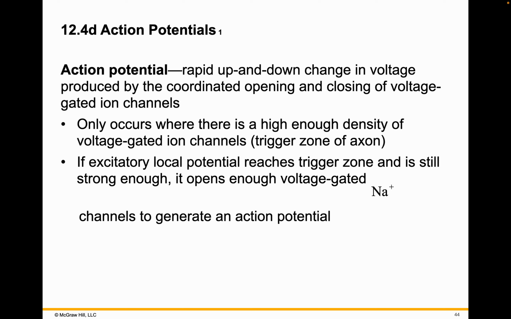That action potential is the rapid up and down change in voltage produced by coordinating the opening and closing of voltage-gated ion channels. It will only occur where there is a high enough density of voltage-gated ion channels, the trigger zone of the axon, and if the excitatory local potential reaches the trigger zone and is still strong enough, it will open voltage-gated sodium channels and generate that action potential. So if we want that nerve to fire, the local potential has to trigger an action potential.